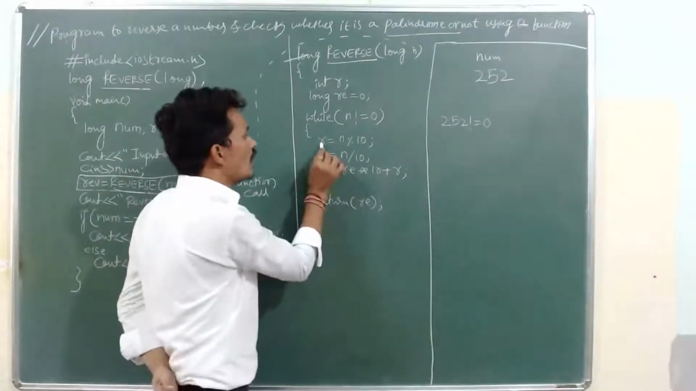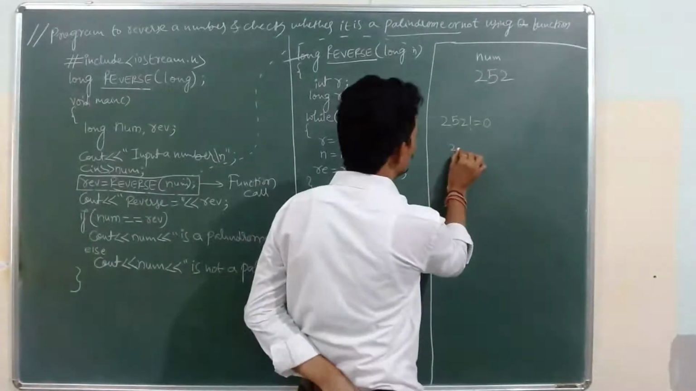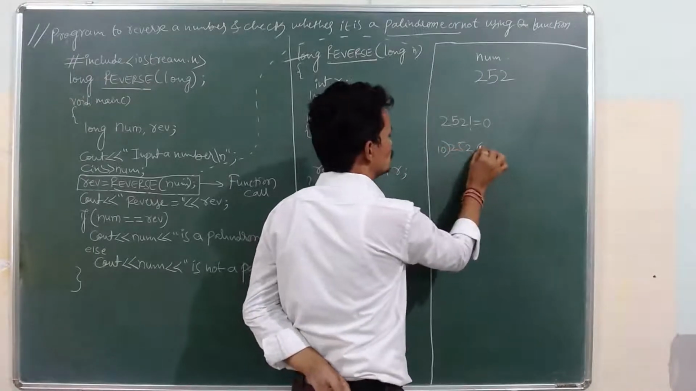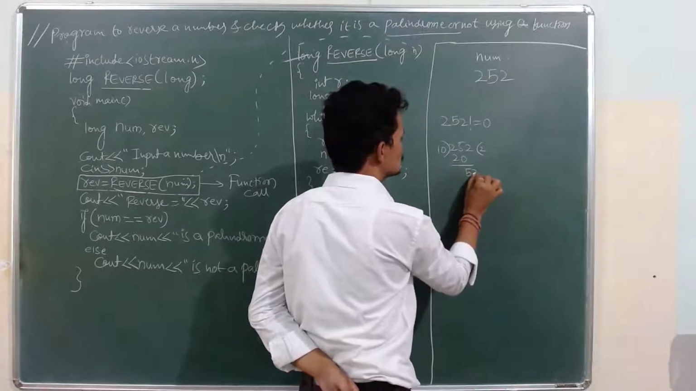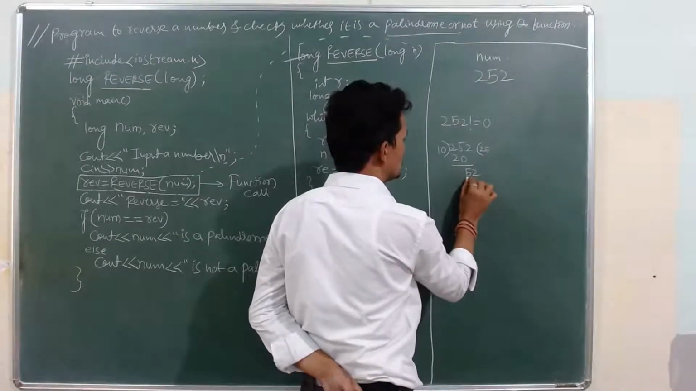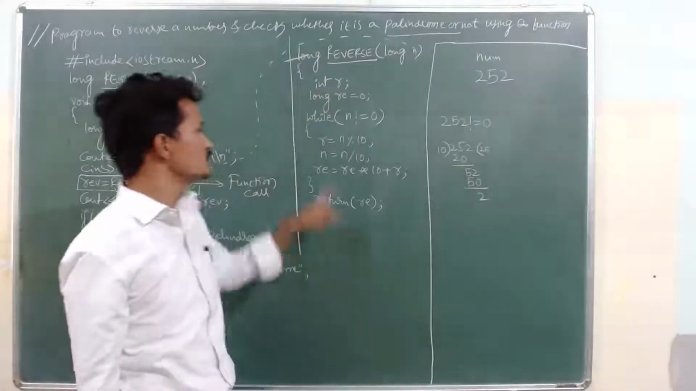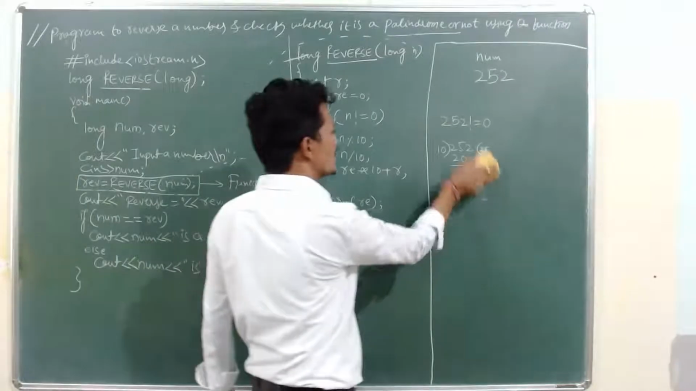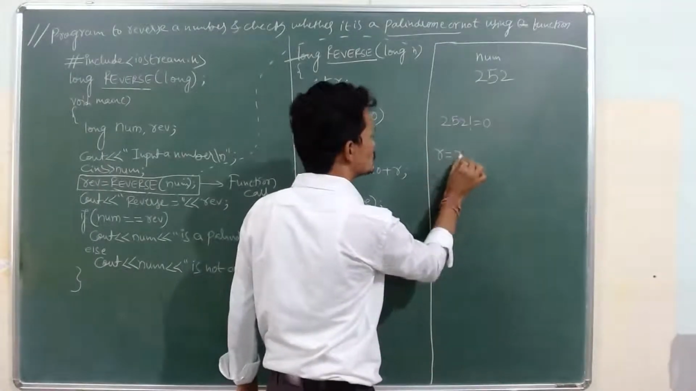Fine. R is equals to n mod 10. What is the value of n? 252. 252 mod 10. So 10 2s are 20. Here it will be 5 and 2. 10 5s are 50 and here it will be 2. 2 is assigned to which variable? R variable. Do remember 2 is assigned to R. So I am going to write here R is equals to 2.